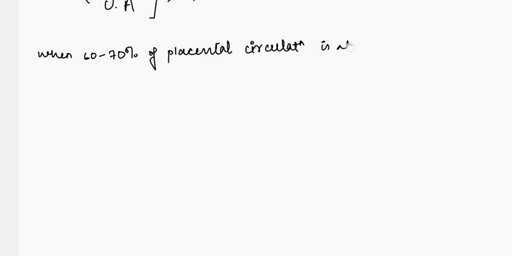But when exactly are these placental abnormalities started? So when 60 to 70% of the placenta is abnormal from the spiral arteries, then Doppler abnormalities are started.